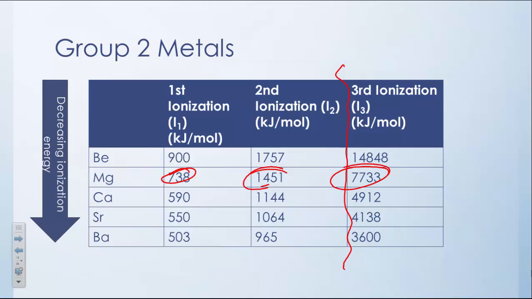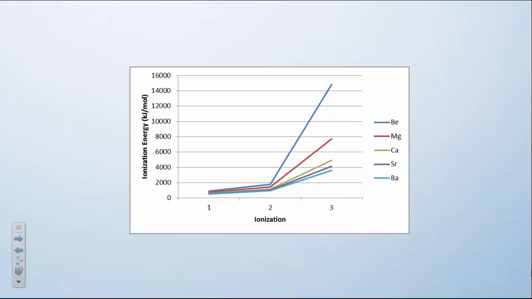Okay, represented another way is on this graph. Here I have the ionization energy on the y-axis versus the first, second, third ionizations. And you'll see for all of these group 2 metals, removing 1 or 2 electrons, not too bad energetically, but then removing that third electron, here's where you saw these really high ionization energies for these group 2 metals.